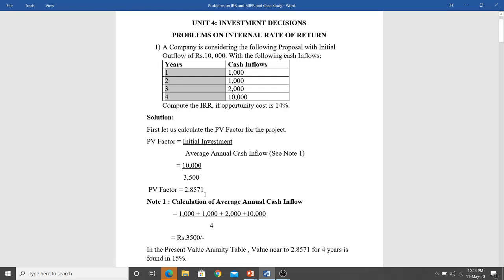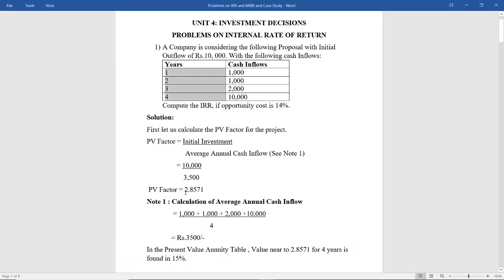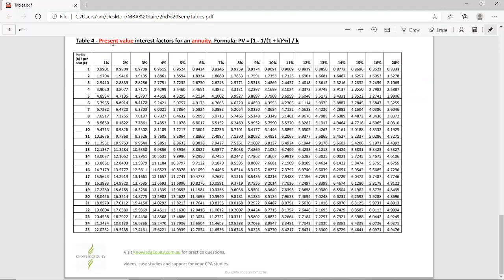Now we'll go to the annuity table. Now we have come to the annuity table. In the annuity table, what is the PV factor we got? 2.8571 for 4 years. So we have to see table number D, present value for an annuity. You have to concentrate only on the 4 years row, because N is 4 years. Don't look at any other factors.